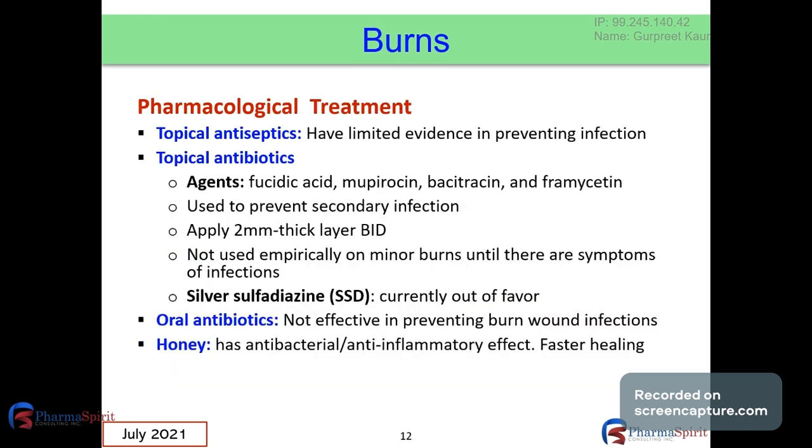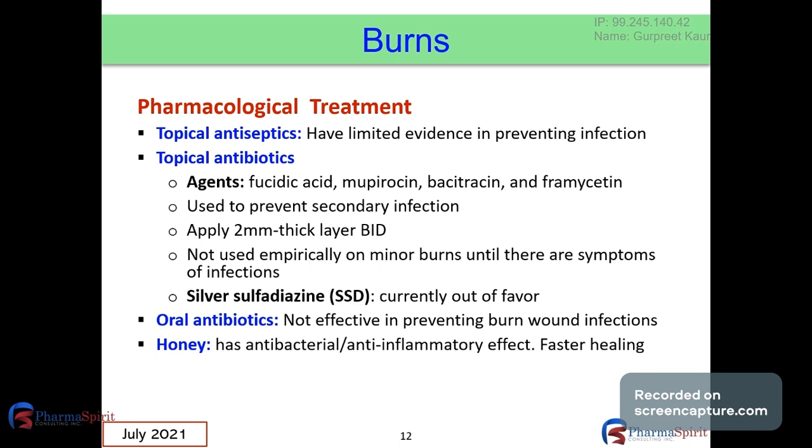When we talk about the pharmacological treatment of burns, we think of three areas: infection control, pain control, and itch control. Here on this slide, we will discuss infection control. The first measure we will think about is topical antiseptics. However, topical antiseptics have limited evidence in preventing infection or promoting healing in patients with burns. The mainstay of infection control in patients with burns is topical antibiotics.